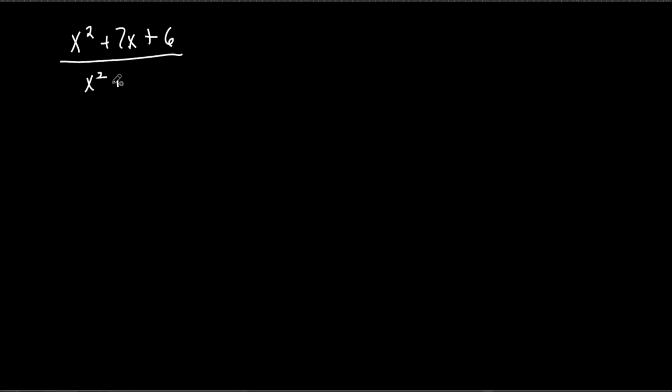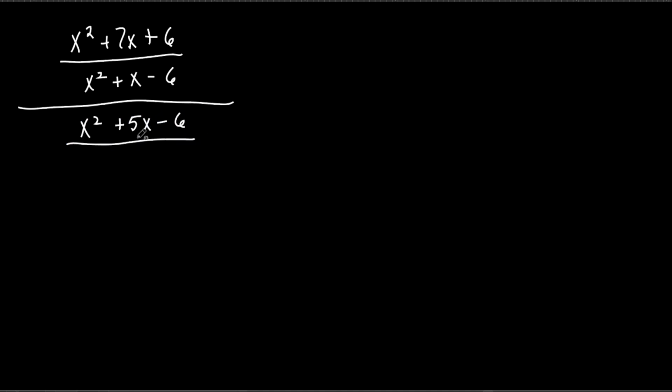x squared plus x minus 6. All right, now watch this crazy thing. That's a fraction, but it's actually being divided by something else. It's x squared plus 5x minus 6 over x squared plus 5x plus 6. It looks like the same thing, but it's not quite. You're like, what in the world's going on here? Well, this is a big old division problem.